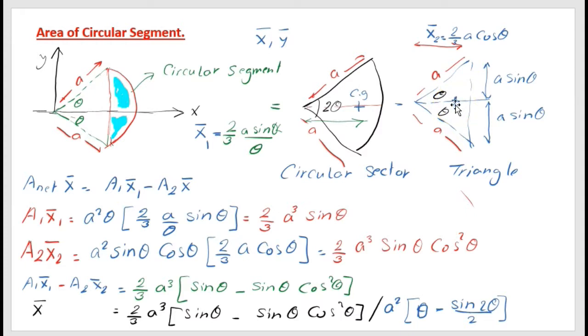So we'll proceed by multiplying A1 x1 and deducting A2 x2. For the A1 x1, the A1 is A squared theta, and the x1 bar is 2/3 A sine theta over theta. So we have 2/3 A cubed theta, and the theta will cancel with theta. We are left with 2/3 A cubed multiplied by sine theta. What about A2 x2 bar?